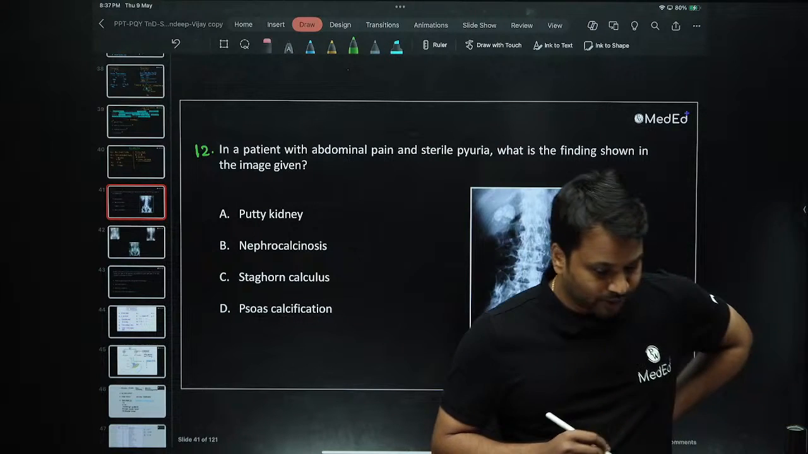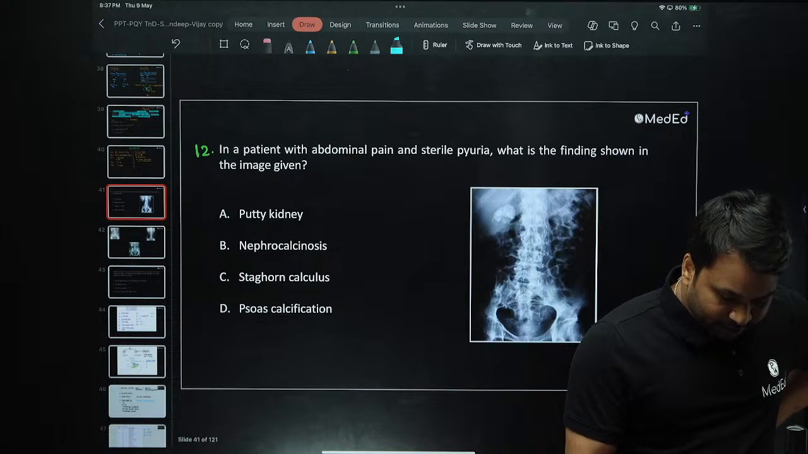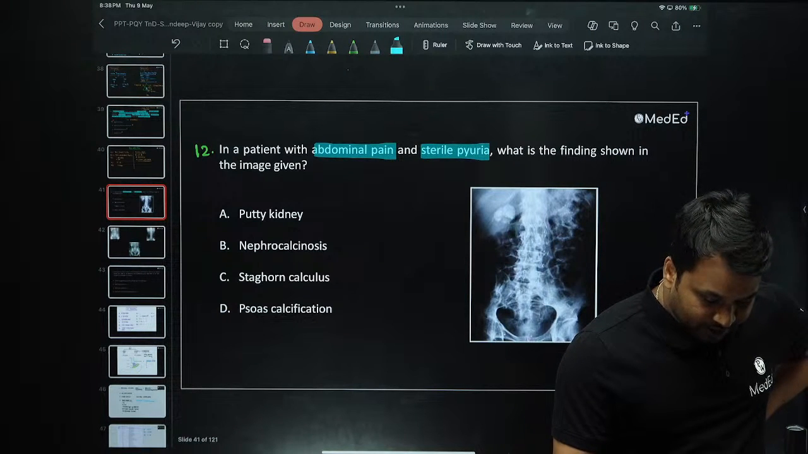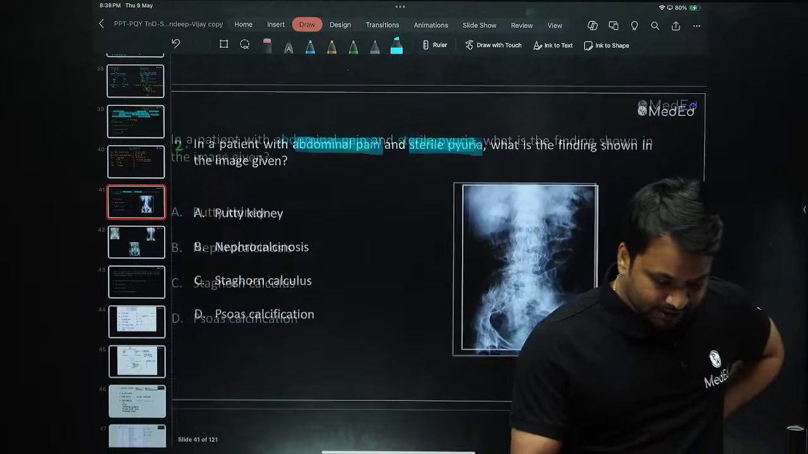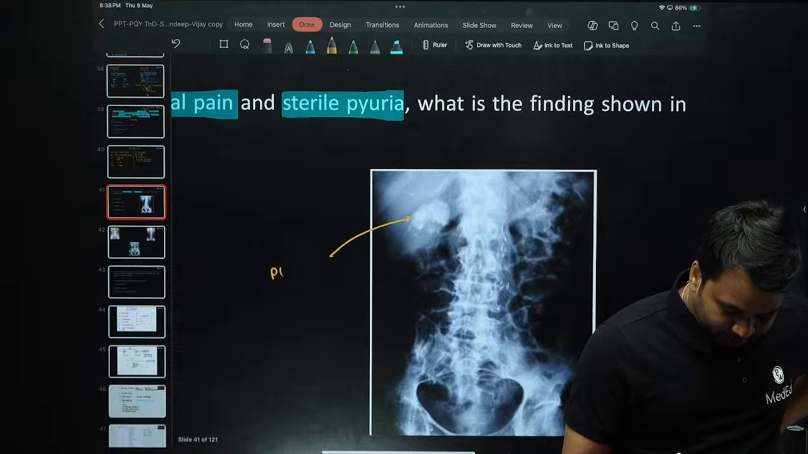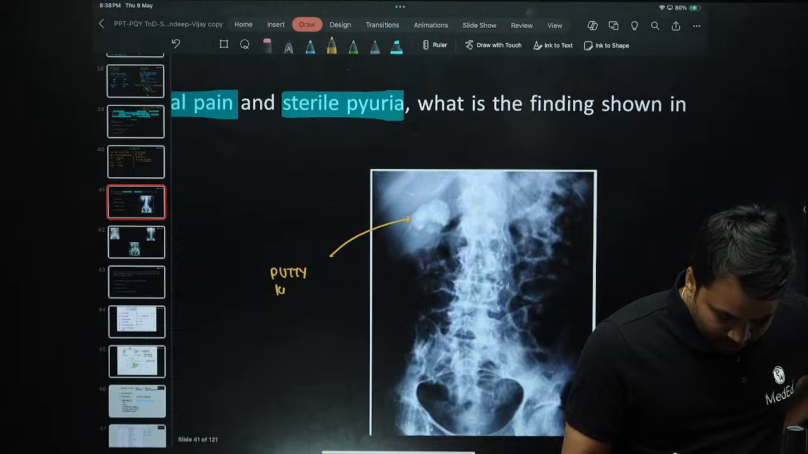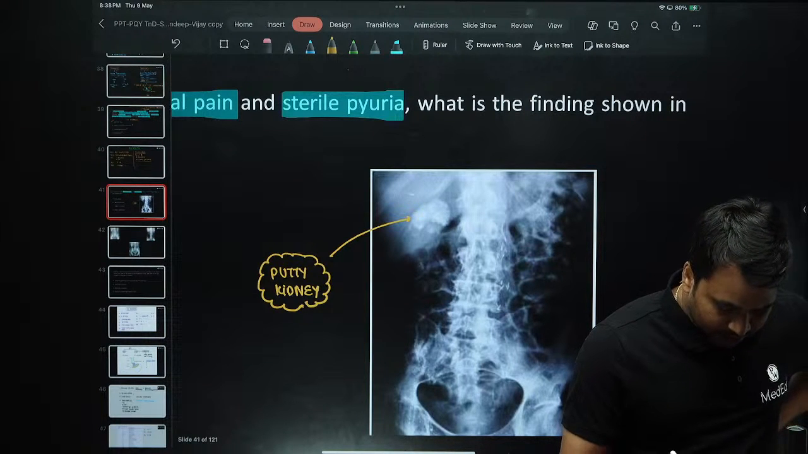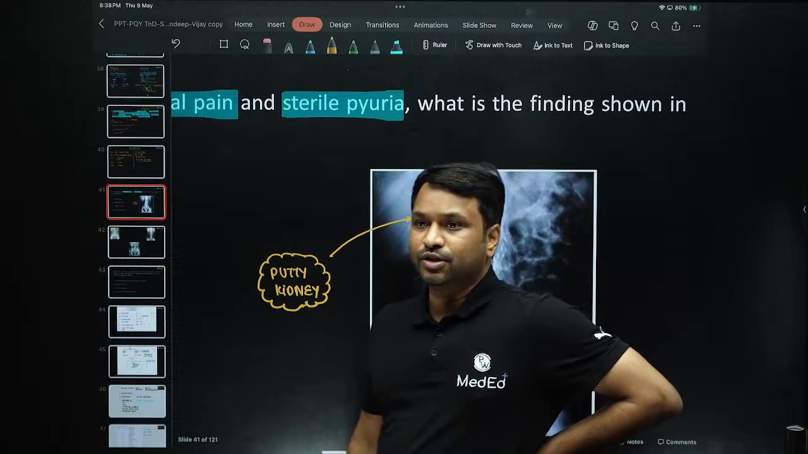This is your question number 12. Now, in question number 12, I have a patient with abdominal pain and sterile pyuria. Which of the following findings is shown in the image given? You can see in the image, it's a very classical image of putty kidney. And putty kidney is a characteristic feature of tuberculosis. That is your TB kidney.